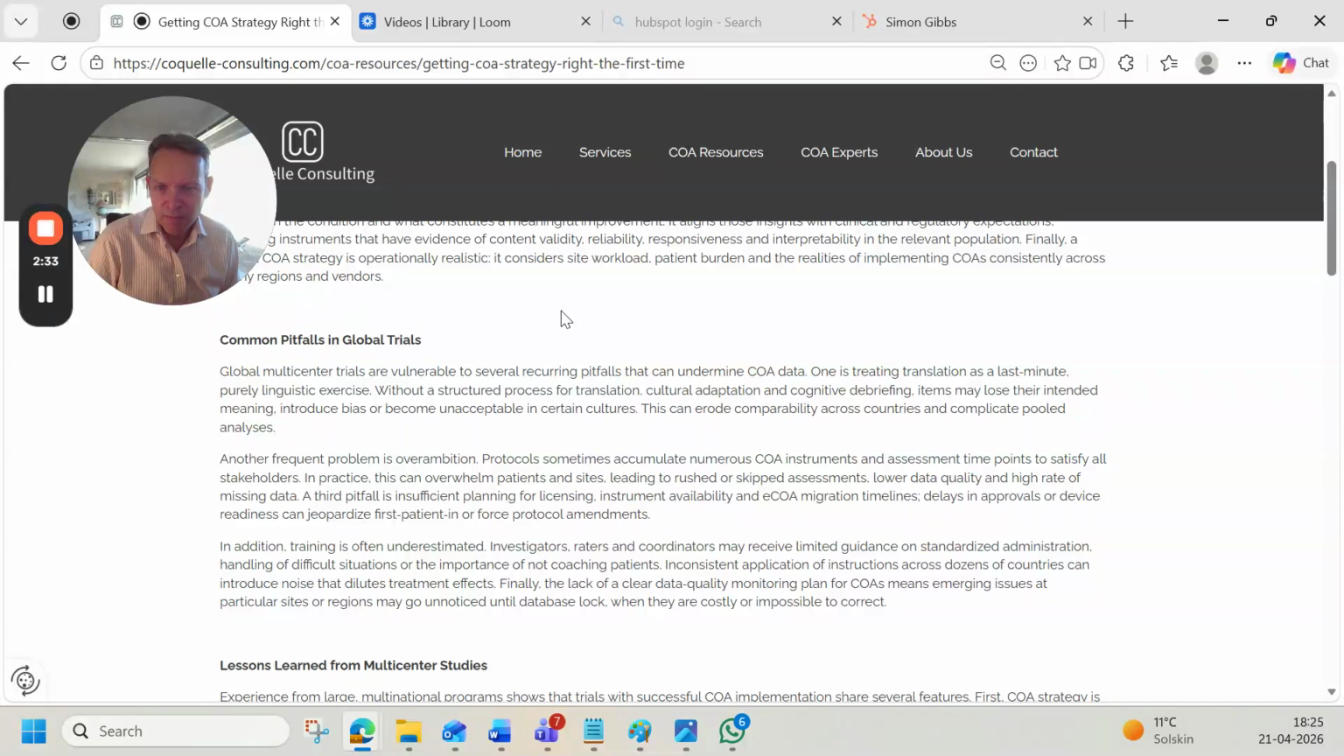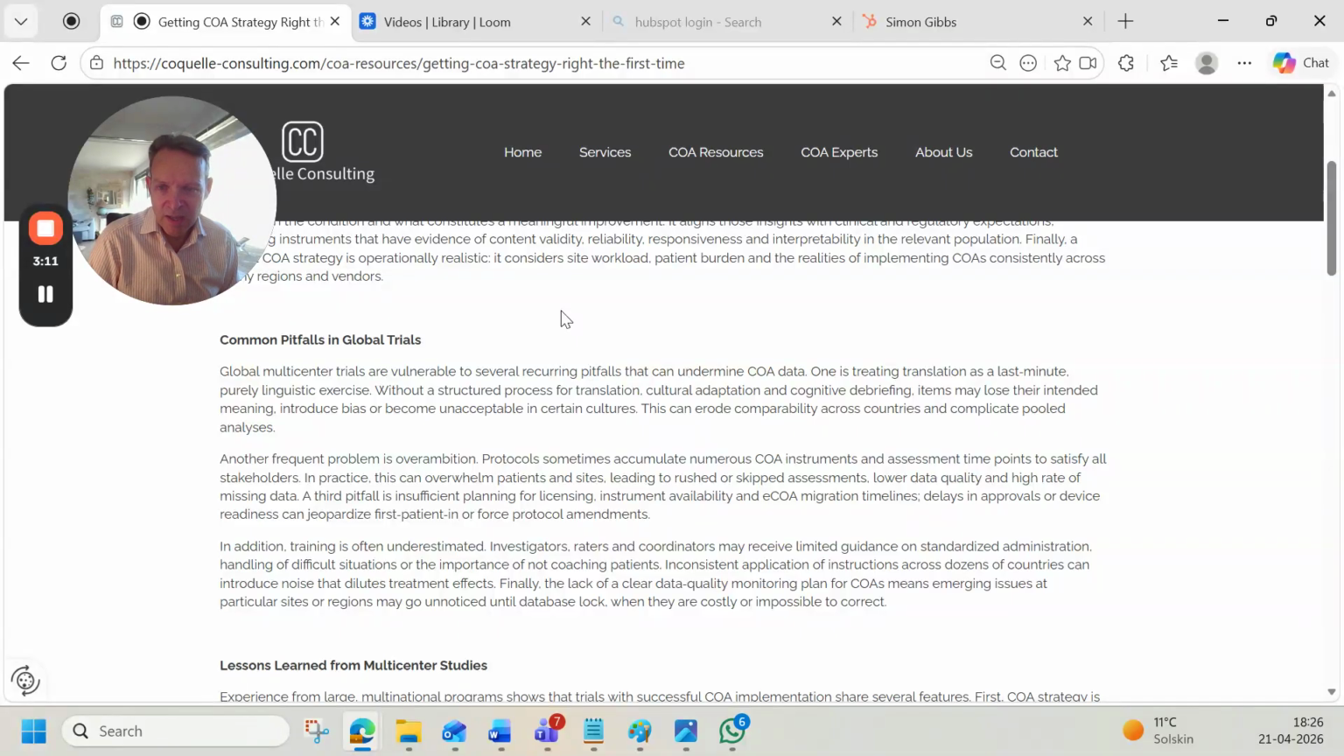Another frequent problem is overambition. Protocols sometimes accumulate numerous COA instruments and assessment time points to satisfy all stakeholders. In practice, this can overwhelm patients and sites, leading to rushed or skipped assessments, lower data quality, and a high rate of missing data. A third pitfall is insufficient planning for licensing, instrument availability, and COA migration timelines. Delays in approvals or device readiness can jeopardize first patient in or force protocol amendments.